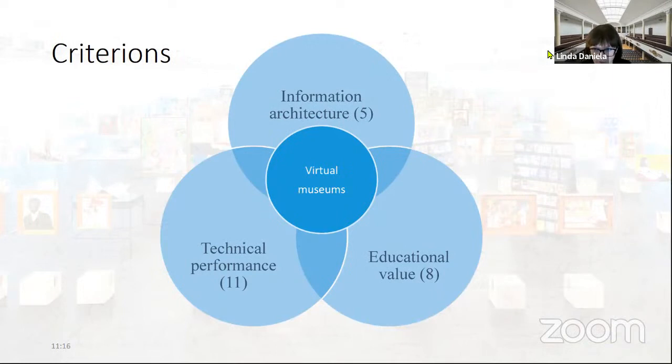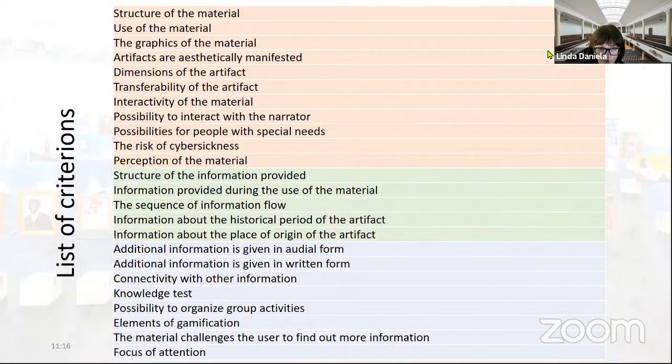I am an educator, so I will remind you that I don't have much experience in information architecture and technical performance. I just evaluated educational value from the outside, and there were 8 criteria. So there is a full list of these criteria. I will not read all of them to you, and all of them were divided in 3 levels.